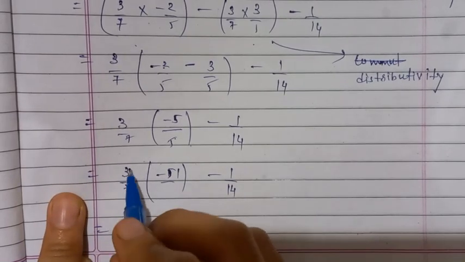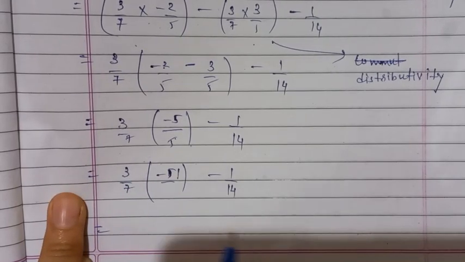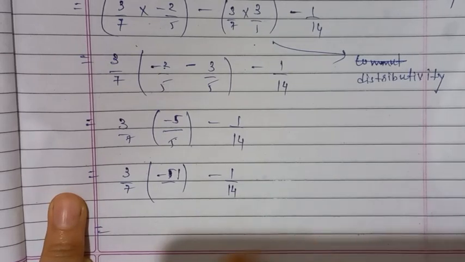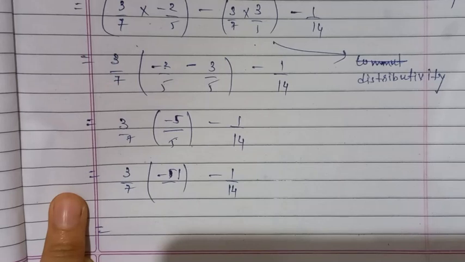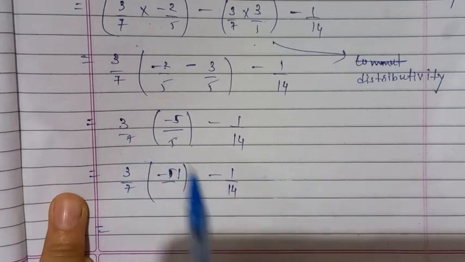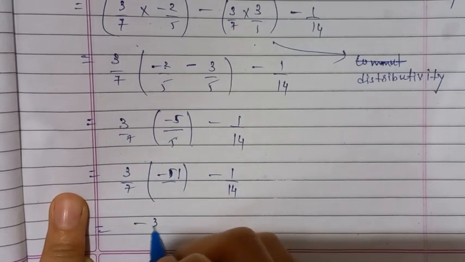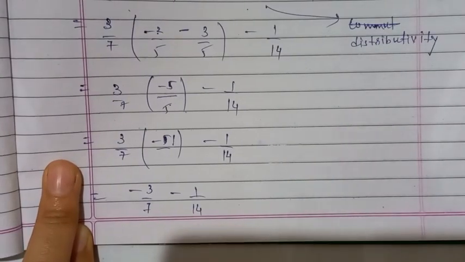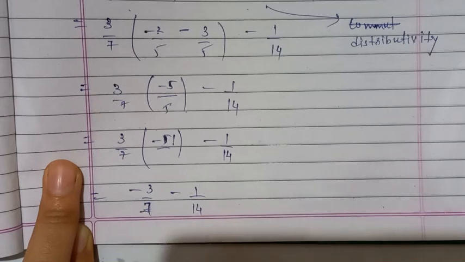Now this is 3 by 7 into minus 1. If we multiply any number with minus 1, then the number will convert into what? Additive inverse. This is 3 by 7. If I write the answer of this multiplication, it is minus 3 by 7, and this minus 3 by 7 is the additive inverse of 3 by 7. It is not part of this process, but I am recalling what is additive inverse.